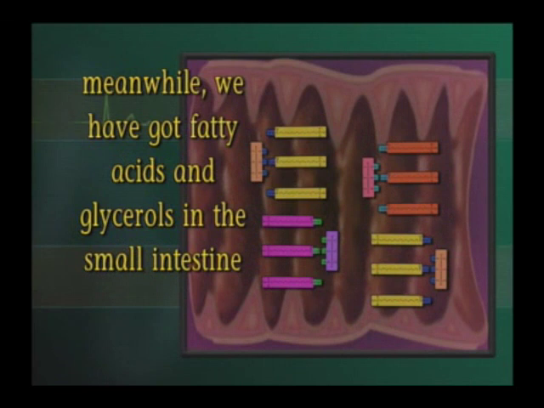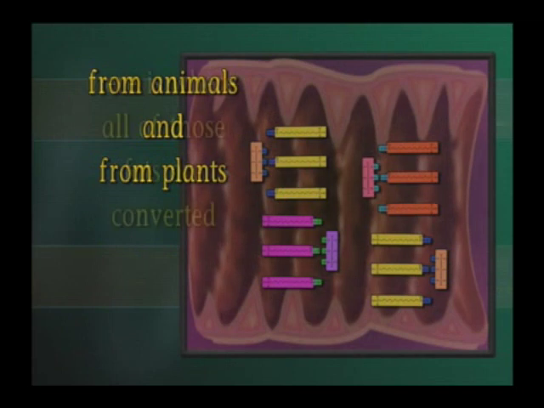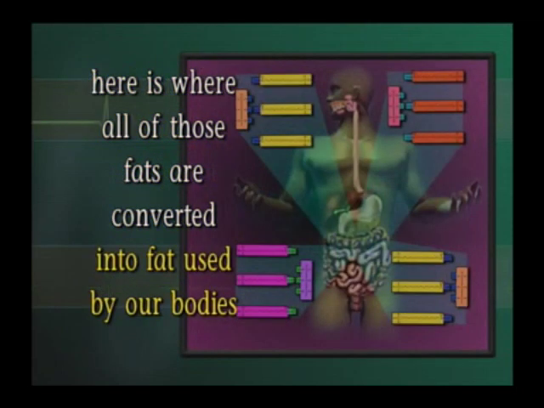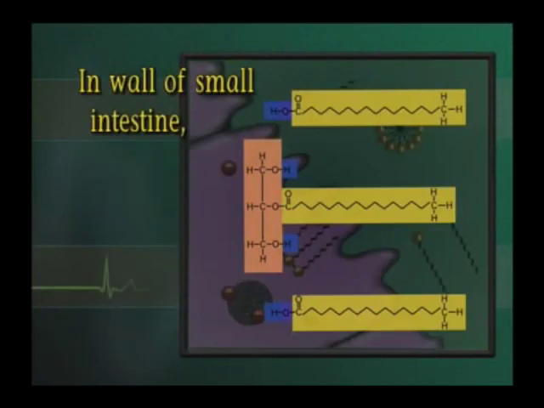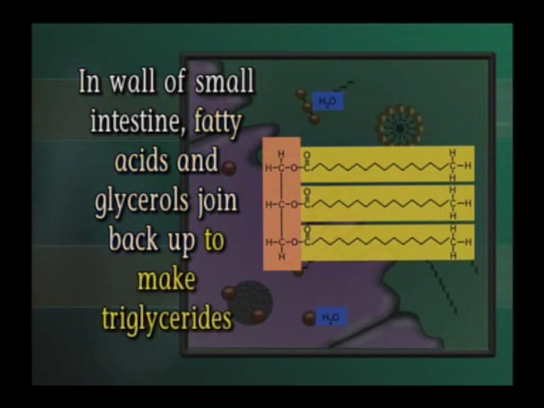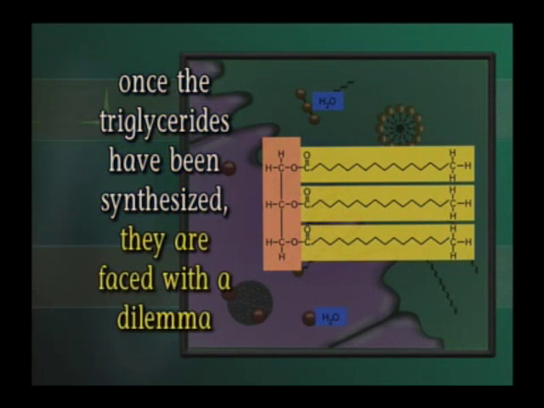Meanwhile, we've got these fatty acids and glycerols sitting in the small intestine. And here's the cool part. There are all these different types of fats that we eat and bring into our bodies, from animals, from plants. Here's where all those different fats are converted into the fat that's used by our bodies. In the wall of the small intestine, the fatty acids and glycerols join back up and make triglycerides, human body fat. Once the triglycerides have been synthesized, they're faced with a bit of a dilemma.